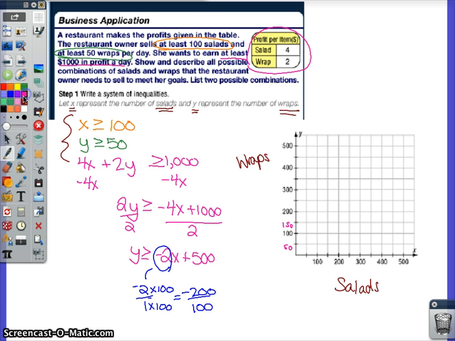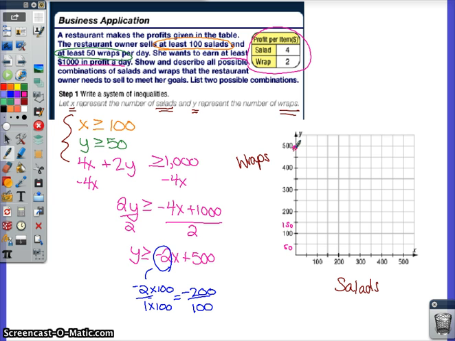I'm going to start with the pink equation. Let's graph with that third equation. It's greater than or equal to, so that's going to be a solid line. Our y-intercept is 500, so I'm going to go up to 500 and plot that point. From there, I'm moving with the slope of negative 2.